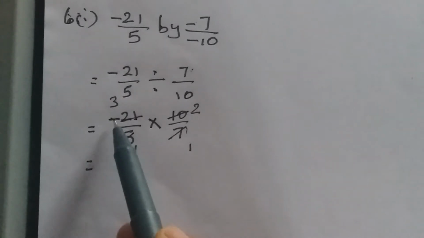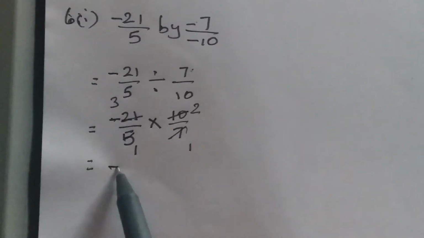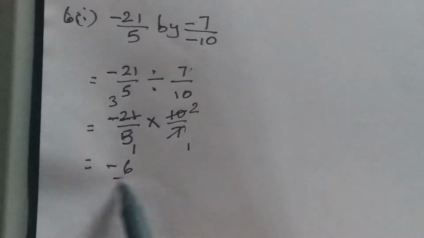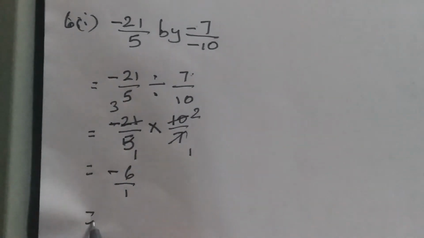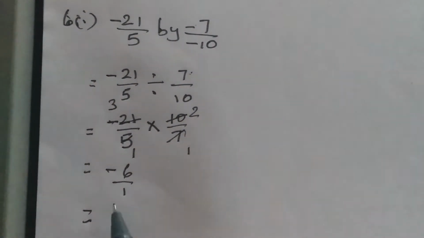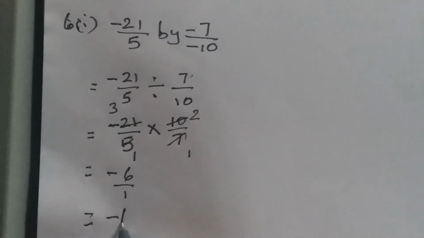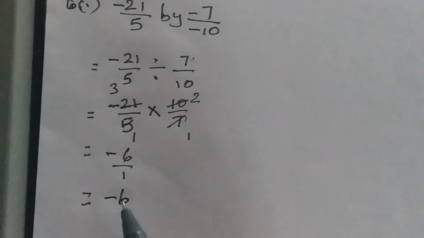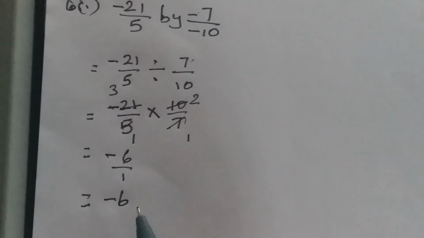So how many negative signs? Only one negative sign. So it is minus. 3 2s are 6, by 1 1s are 1. Dividing minus 6 by 1. Divide any number by 1, we get the same number as the answer. So minus 6 is our final answer for this sum.